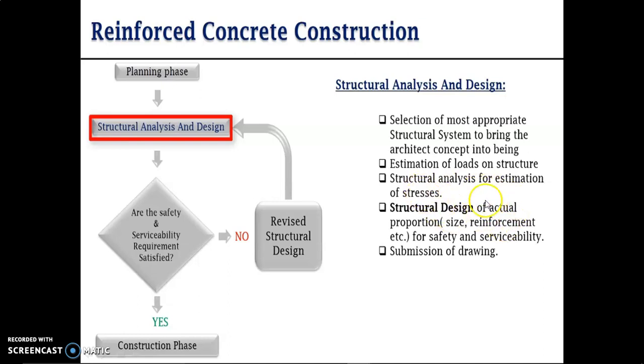All this part is done by the structural engineer, and it is done with safety and serviceability, because these two requirements are a necessity in our building construction. After that, submission of drawings. The structural engineer submits the drawing to the site engineer, and the site engineer makes the construction with the help of this drawing.